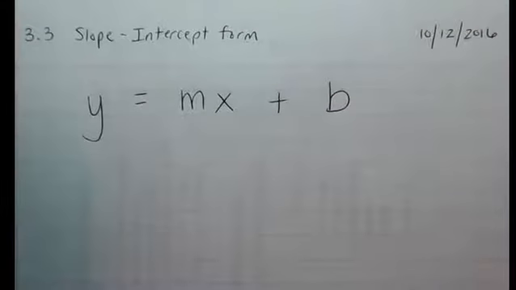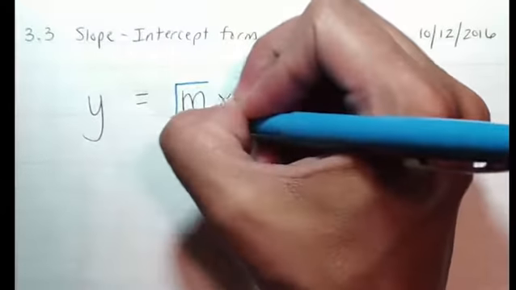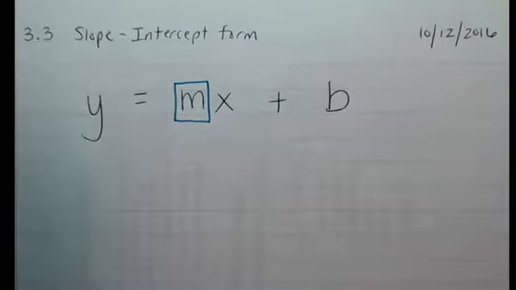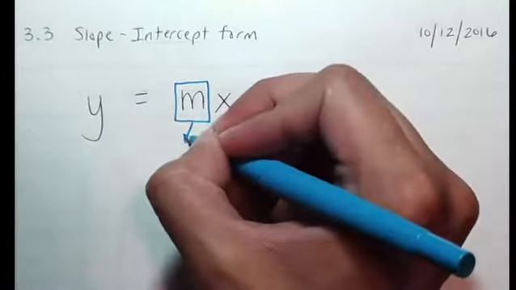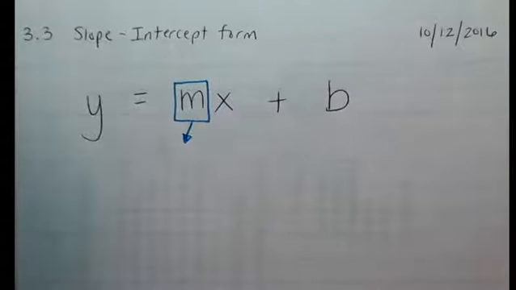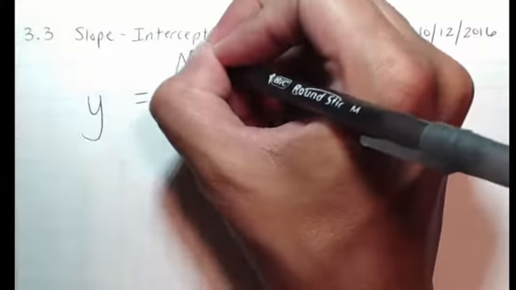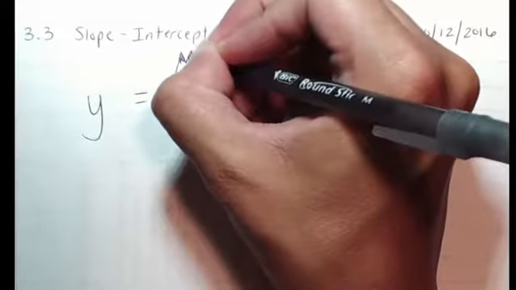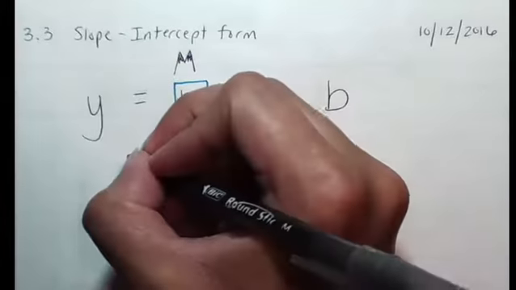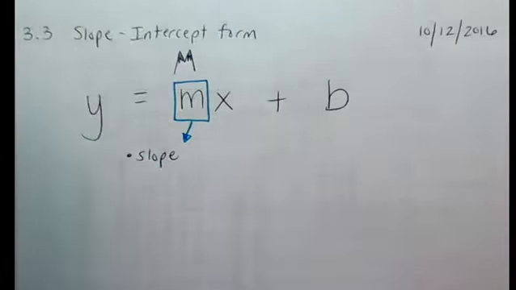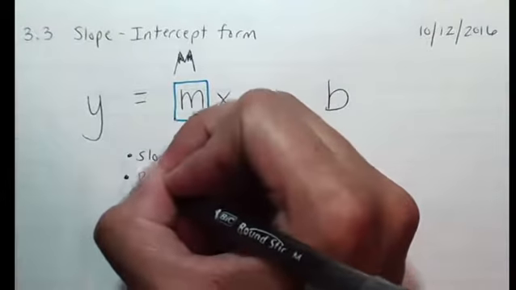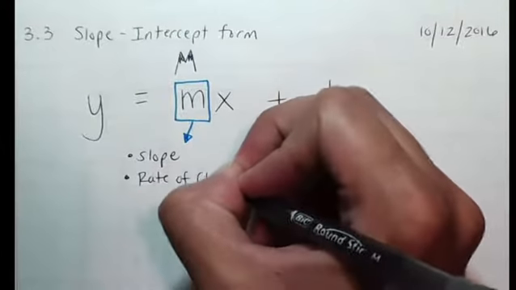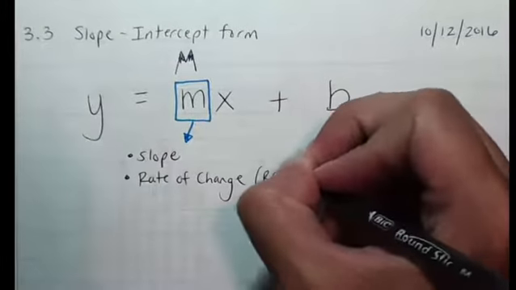And let's talk about each part of this equation. So let's start off with the m. What does the m stand for here? Go ahead and write down what you know about the m. Okay, remember I told you the m looks sort of like mountains, or a slope, and our m represents the slope of the graph. Another word for slope is rate of change, which sometimes we abbreviate to the ROC.